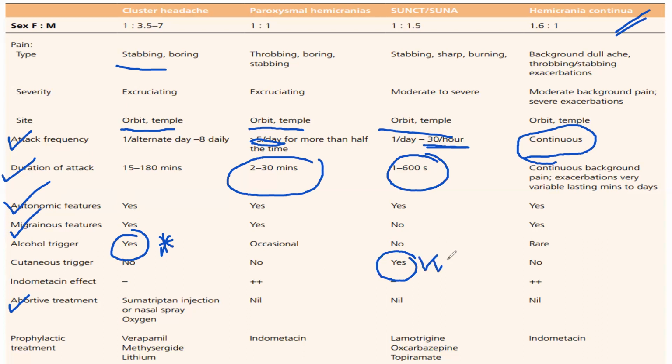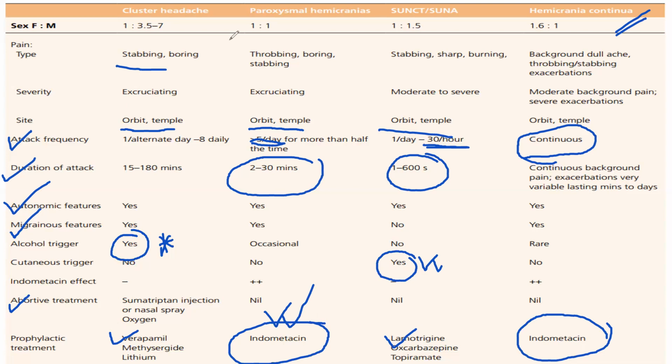SUNCT and SUNA. Indomethacin will only work in hemicrania continua and paroxysmal hemicrania of the trigeminal autonomic cephalgias. These two headaches are indomethacin sensitive. All the other headaches will not be as sensitive to indomethacin. Okay, so for prophylaxis, we should give verapamil for cluster and lamotrigine for the headaches of SUNCT and SUNA. And indomethacin will be particularly useful in hemicrania continua and paroxysmal hemicrania. So we should always remember this fact.